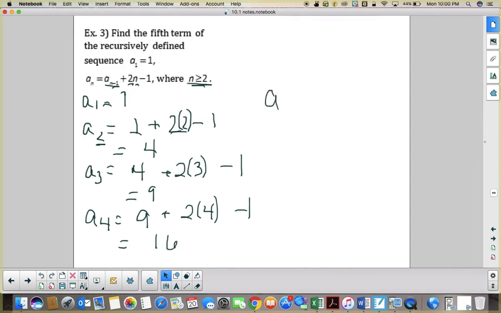And now I finally get to answer the question that they wanted. A sub 5 would be the previous term plus 2 times 5 minus 1. That's going to give me 10 plus 16, which would give me 26, minus 1 would give me 25. I had to do all that work because it's recursive. If I had the explicit formula, I'd be able to go straight to it, but I'm given the recursive formula, which means I have to go all the way through to find that fifth term.